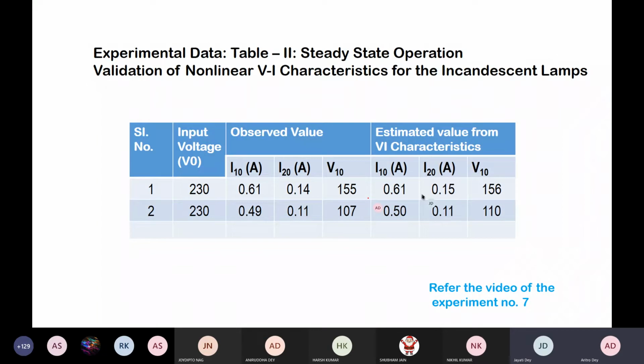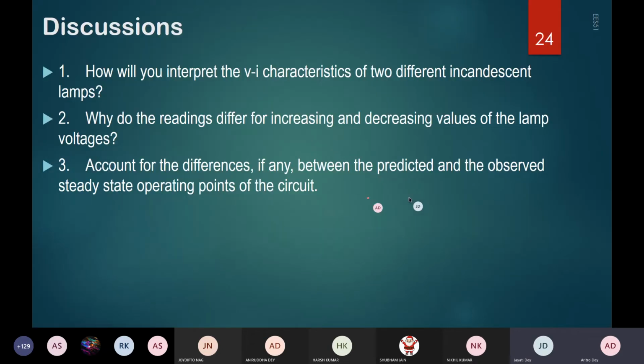Okay. Last slide. So the discussion: how we'll interpret the VI characteristics of two different incandescent lamps. I am not giving you the complete answer. You write it in your report, because almost all of it is done for you. So you try to answer from the point of view of the slope, or the conductance or resistance, of the VI characteristics.